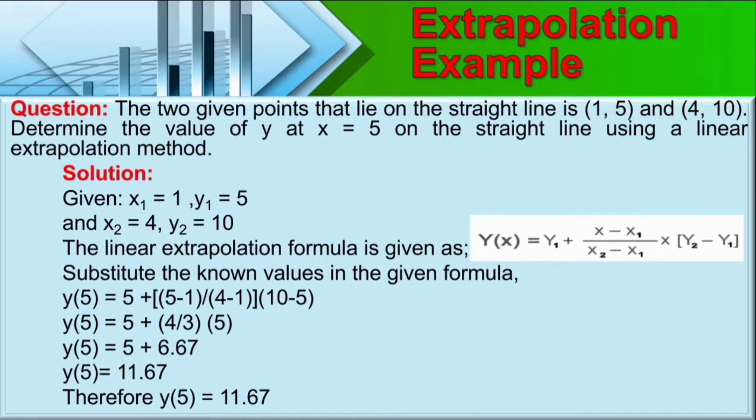Extrapolation example. Question: The two given points that lie on the straight line are (1, 5) and (4, 10). Determine the value of y at x equal to 5 on the straight line using the linear extrapolation method. Solution: Given is x1 is equal to 1, y1 is equal to 5, x2 is equal to 4, y2 is equal to 10. The linear extrapolation formula is given as y of x is equal to y1 plus (x minus x1) divided by (x2 minus x1), whole multiplied by (y2 minus y1). Substitute the known values in the given formula. We will get y of 5 is equal to 11.67.